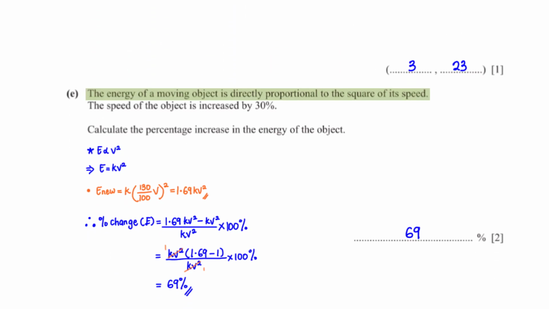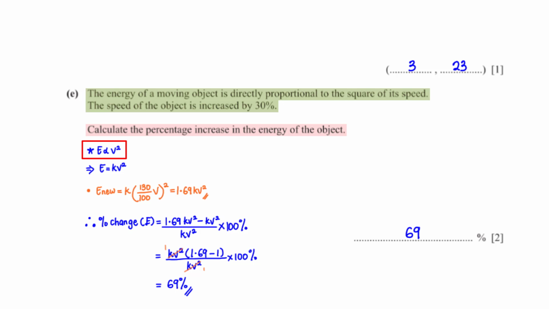The energy of a moving object is directly proportional to the square of its speed. The speed of the object is increased by 30%. Calculate the percentage increase in the energy of the object.